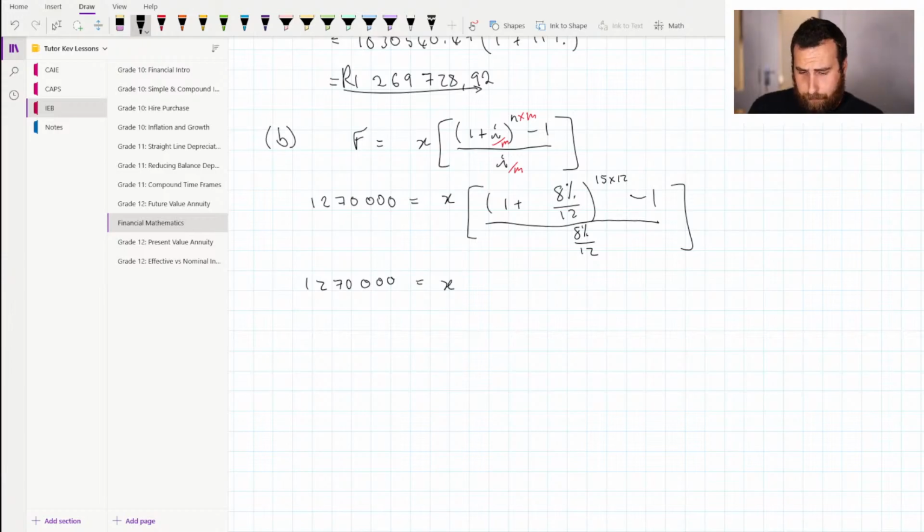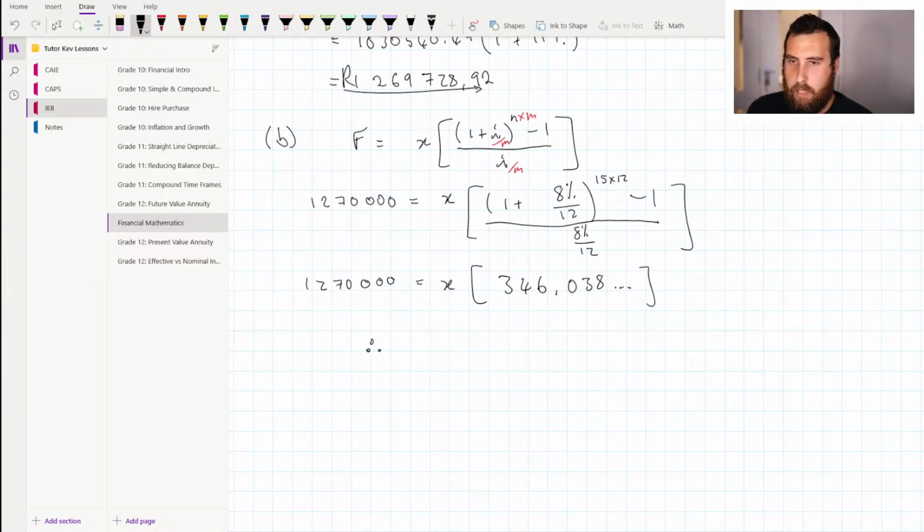So let's plug in. It's going to be 1 plus 8% over 12 to the power of 15 times 12, minus 1, all over 8% over 12, close brackets, and that gives us a value of 346.038 and some other digits. Keep the whole value in the calculator so we don't have a rounding error. And then we're going to divide our 1.27 million by that amount.